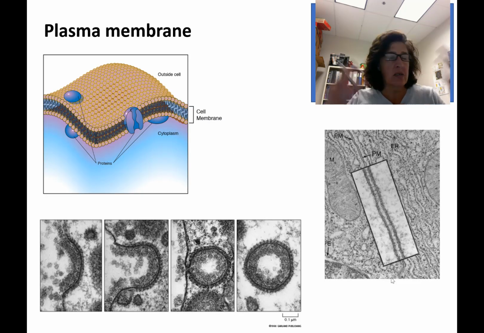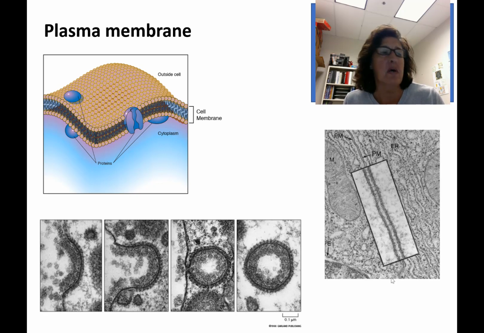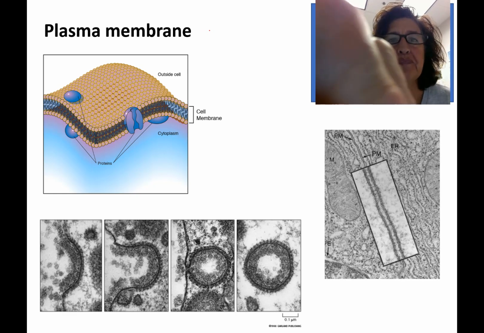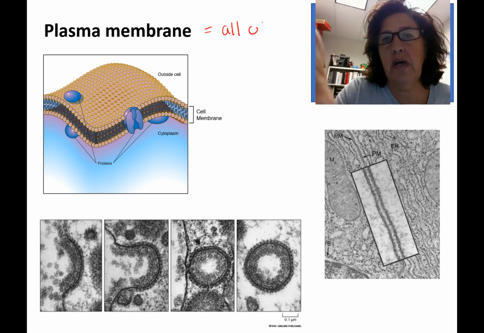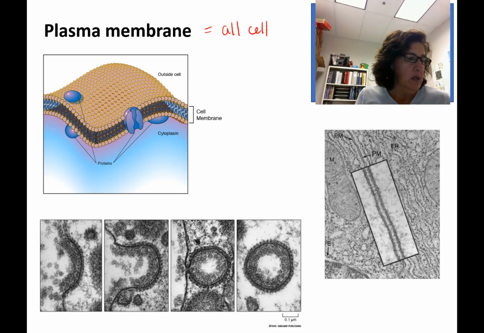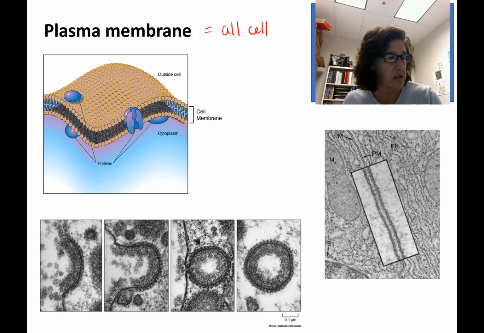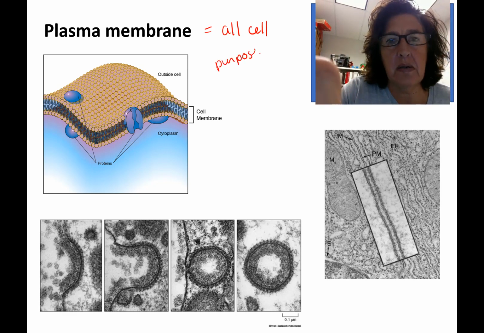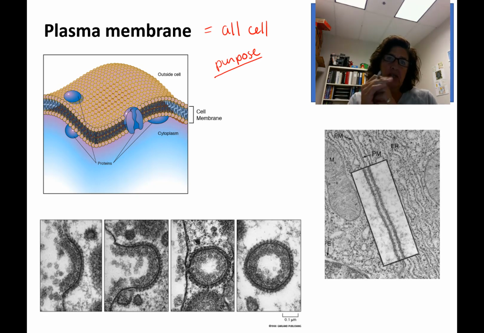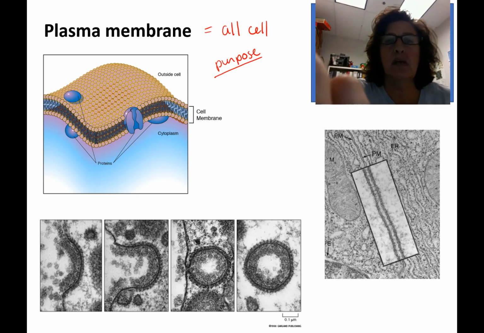First organelle we're going to talk about is the plasma membrane, and in our next chapter we'll talk a lot more about membranes and the plasma membrane. But what I want you to remember for this chapter is that the plasma membrane is found in all cells. Prokaryotic, eukaryotic, plant, animal, fungi, protists, all of those. And the purpose of the plasma membrane is to separate the material inside of the cell from the outside.